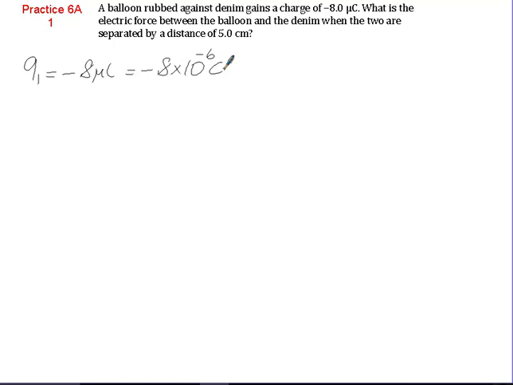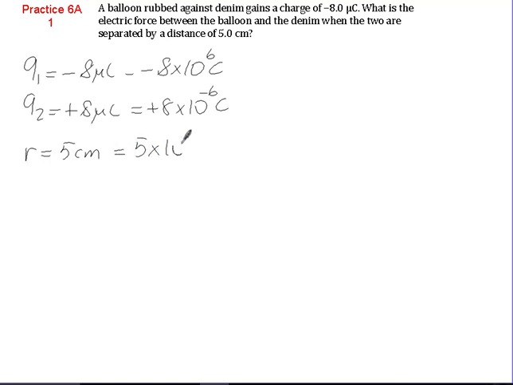If the balloon gains this charge, it means the denim will gain the same charge but opposite. Q2 will be plus 8 microcoulomb, equal to plus 8 × 10 to the power of minus 6 coulomb. And the distance between them is 5 centimeters. In our book, distance is used as r. To convert to meters, we divide by 100, so it will be 5 × 10 to the minus 2 meter.